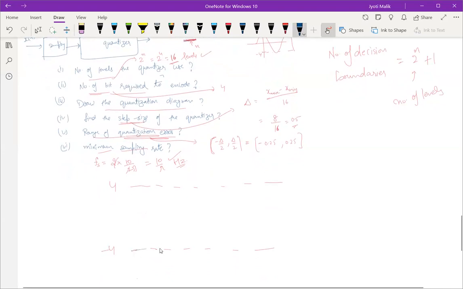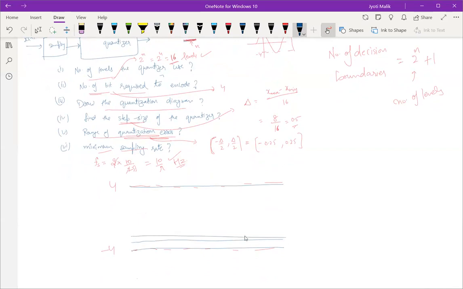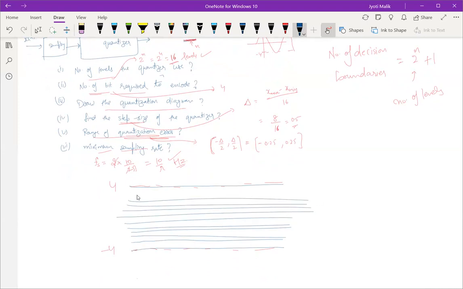So the first boundary is this, the second boundary is this, and you have to draw 15 more boundaries in between. They will be very close, so I'll not be able to draw all of them here. I'm just giving a random example, so let's say they are 15. Then you have to draw the quantization levels. A quantization level will be simply the midway. Then level 1, 2, up to level 16 you will draw.